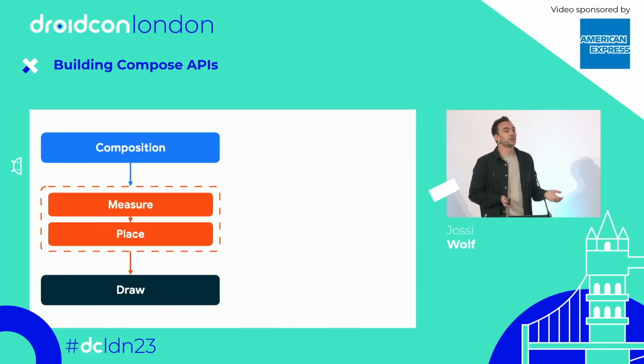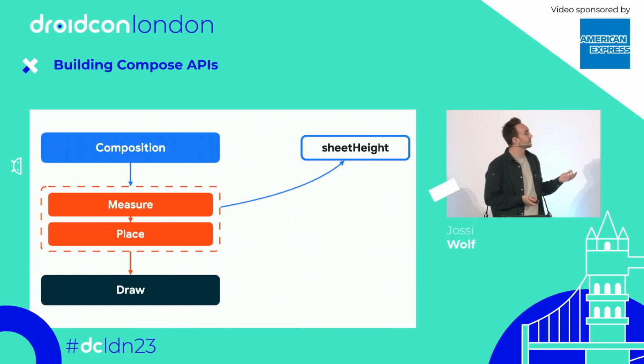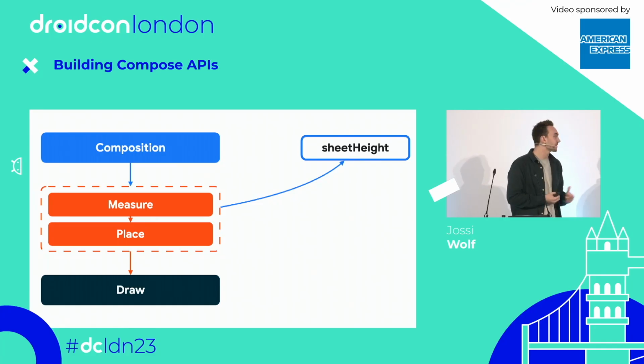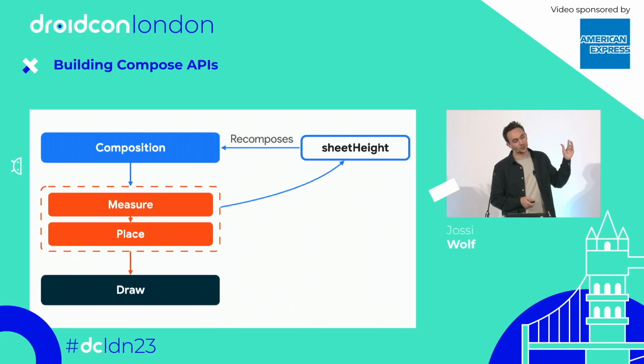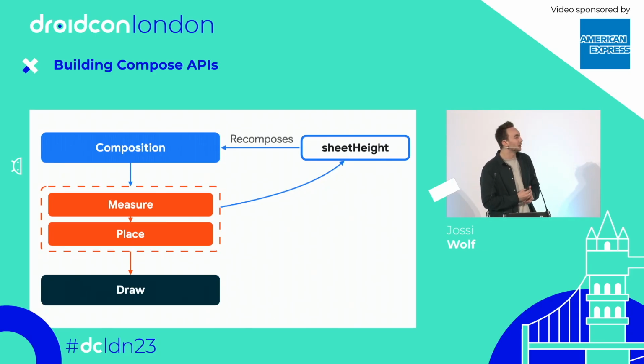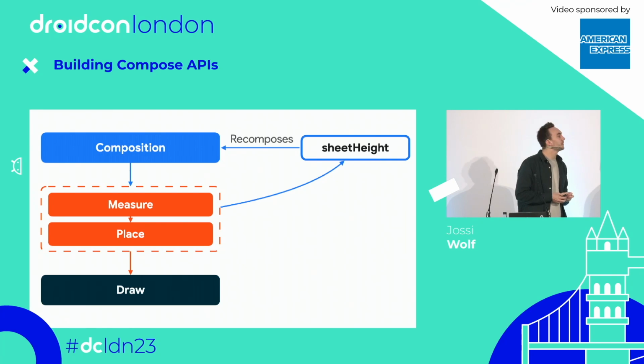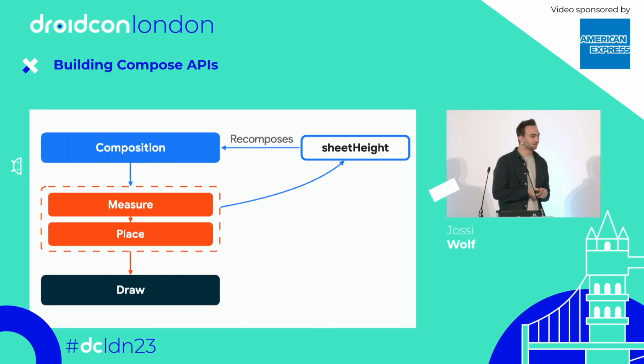Now, layout is where we get the size of components, and this phase happens after composition. So if we need the sheet height to define the anchors, but the anchors need to be passed in composition, this means that we first have to do one composition pass where we essentially don't know what the anchors are, and then we do layout, then we calculate the anchors, and then we can recompose to pass the new anchors to modifier.swipeable.